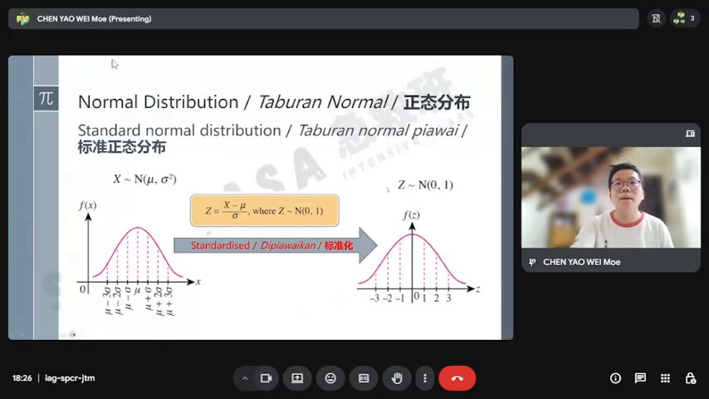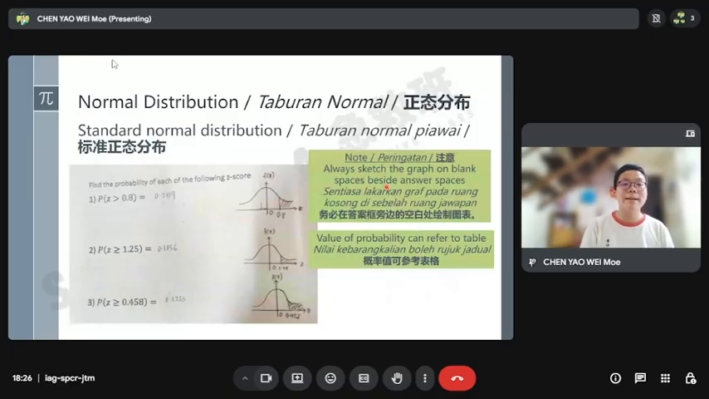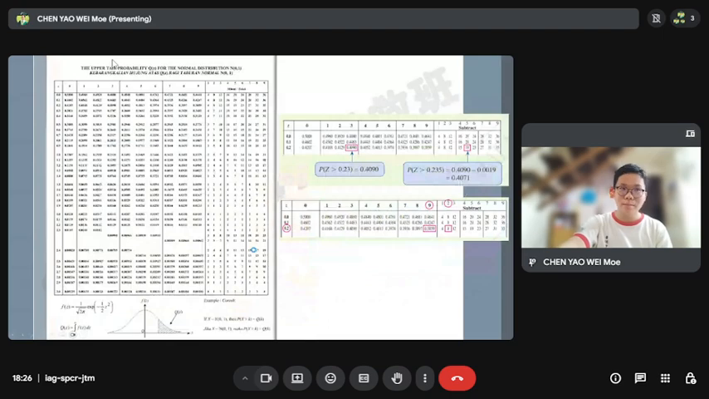The next thing is about this one. How do we find the probability when given a z-score? We use the z-score to determine the probability, and remember to always sketch a graph to help you understand it. Actually we're using the table that I think in Form 4 I already told you about, in your formula paper. So now I will teach you how to use this table.